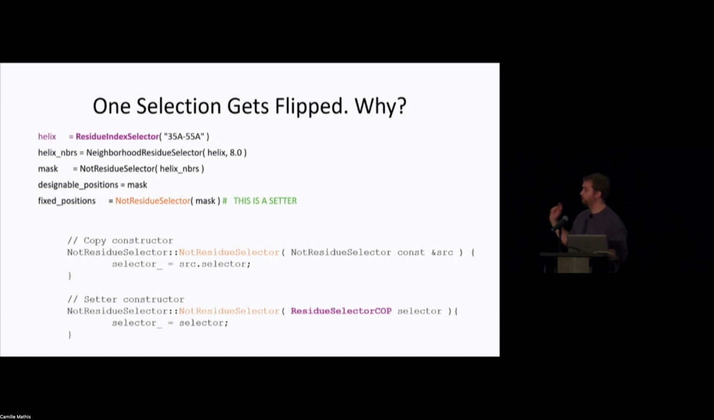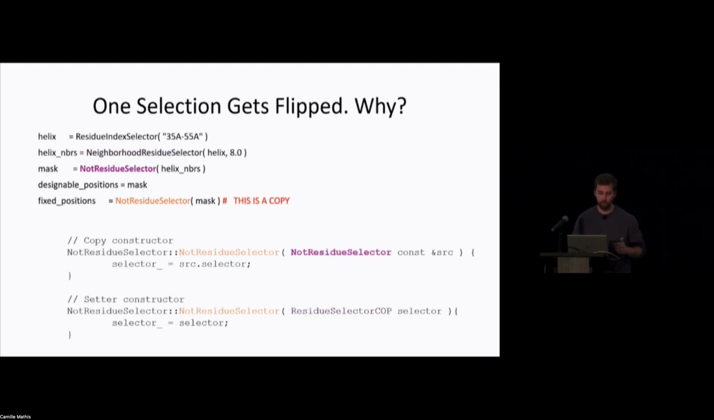When we started at the beginning of the slides and we were just selecting the helix and passing that as the mask, the residue index selector class itself is being passed in as the argument. That is a subclass of the residue selector. COP is just a boilerplate typedef in C++. And it's not a subclass of the NotResidueSelector. So the overload resolution logic can only match the bottom one. So we call the setter constructor when our mask is the helix. Same for the helix neighbors. Neighborhood residue selector cannot resolve to NotResidueSelector, so it definitely calls the setter, which is what we want.